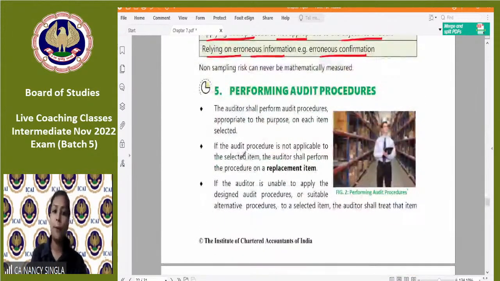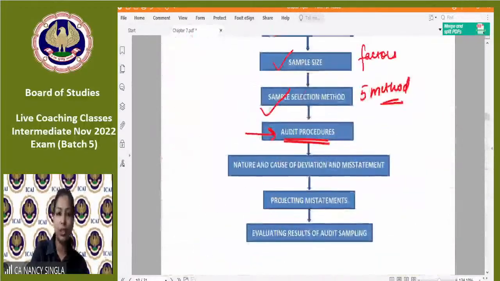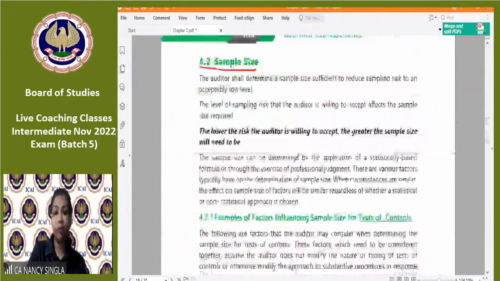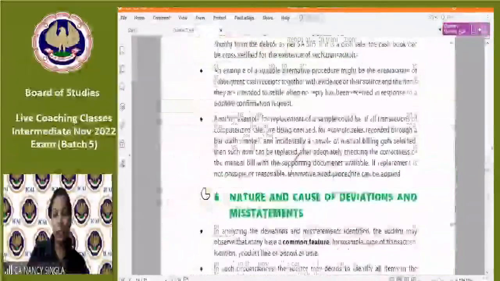ठीक है. Now performing audit procedures. If you remember, the fourth step, I think, was what? Audit procedures. ठीक है. So sample design हो गया, sample size हो गया, selection of method हो गया. Now what audit procedures are to be performed? Be with me. I'll pick up my speed now.